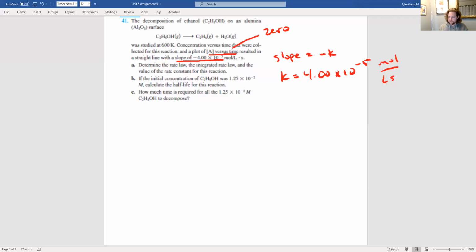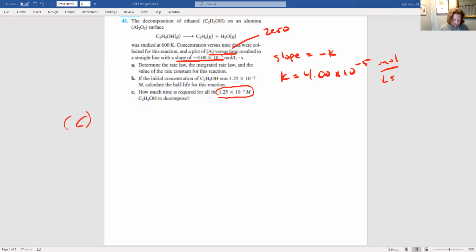So I mainly wanted to go over the substitution step for part C because A and B are, again, kind of formality questions, just choosing the right equation, plugging in half-life information. How much time for all the 1.25 times 10 to the -2 molar, how much time is required for that whole thing to decompose? So essentially this is asking, when does the reaction stop?